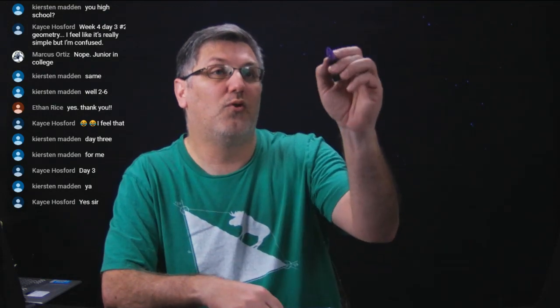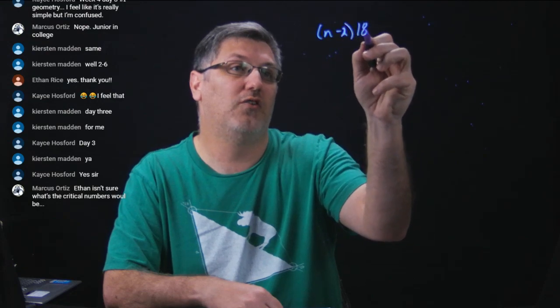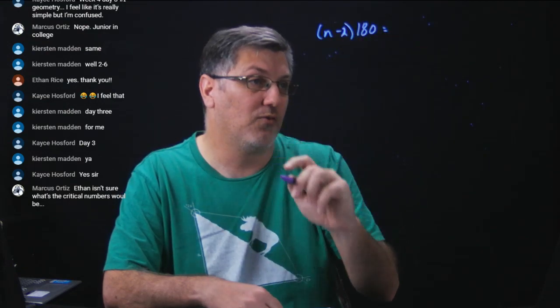If the sum of the interior angles of a regular polygon is 1,260 degrees, name the figure. Okay. So we need to know how many sides there are so we can name the figure. So we have a formula that says n minus 2 times 180 equals my sum of my angles.